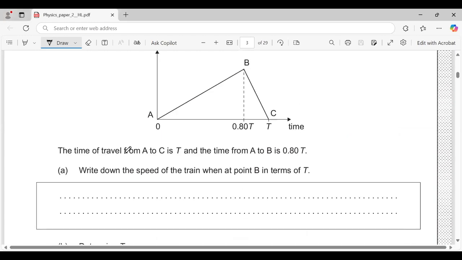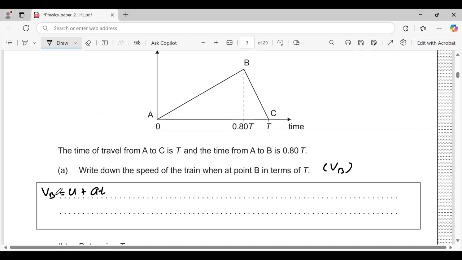The time of travel from A to C is t, and the time from A to B is 0.80t. Write down the speed of the train at point B in terms of t. We can use the kinematic equation to relate the acceleration, distance, and final velocity. If this is Vb, we are going from velocity 0 to B. So I would like to use the formula Vb equals u plus a times t.